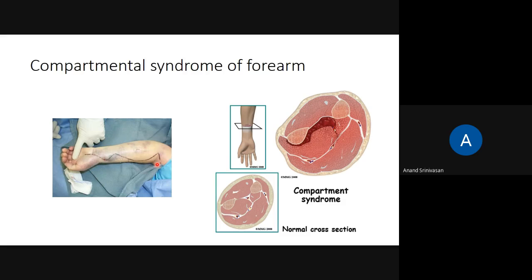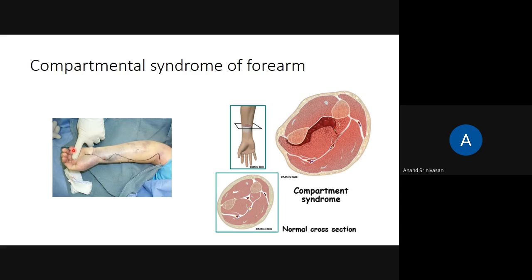Look for the pulse distal to it. If you are able to feel the pulsations, it's fine, there is no problem. And check for the sensations as well as the movement. If the person is able to move the fingers, and if you are able to feel the distal pulses, the radial and the ulnar, then it is fine.